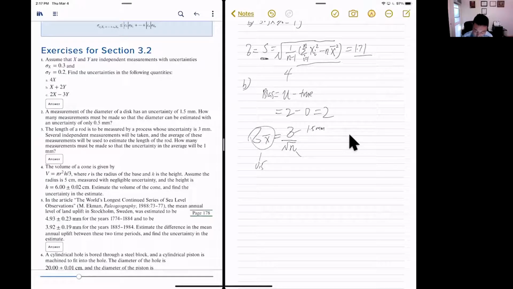So based on that, we can figure out how much n is. So n is 9. So when we have 9 or more measurements, then the uncertainty will become 0.5 or less. That is question number 2.